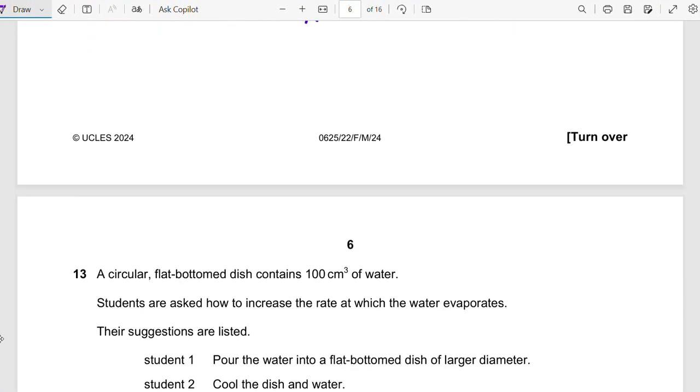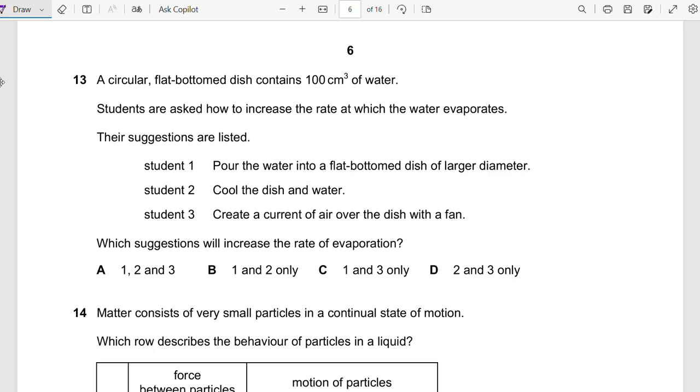Okay, next question 13. A circular flat bottom dish contains 100 cubic centimeter of water. Students are asked how to increase the rate at which the water evaporates. So I have here 3 suggestions from the students. Student 1 says, pour the water into a flat bottom dish of larger diameter, which means more surface. The second one says cool the dish and water. The third says create a current of air over the dish with a fan.